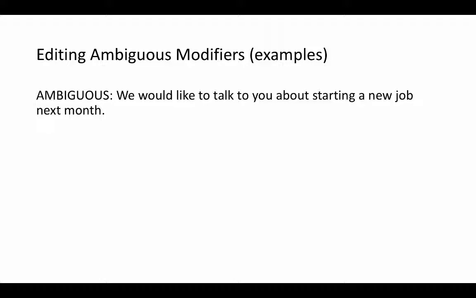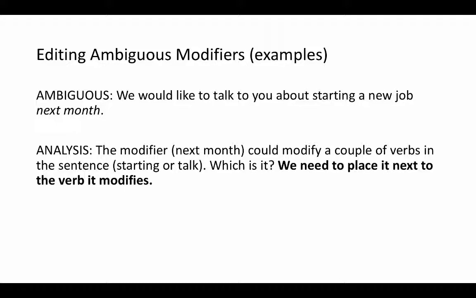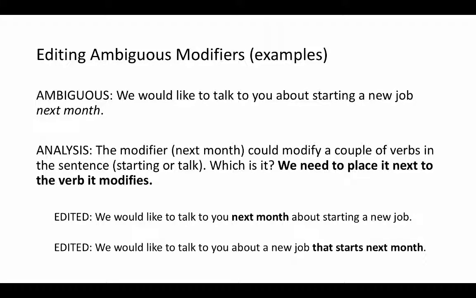This is ambiguous. We would like to talk to you about starting a new job next month. Okay, next month is a modifier. It's adverbial because it tells us when. The modifier next month could modify a couple of verbs. It could modify starting. It could modify talk. We need to place it next to the verb that it modifies.